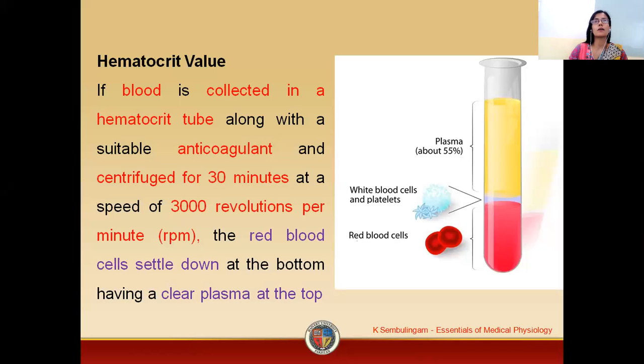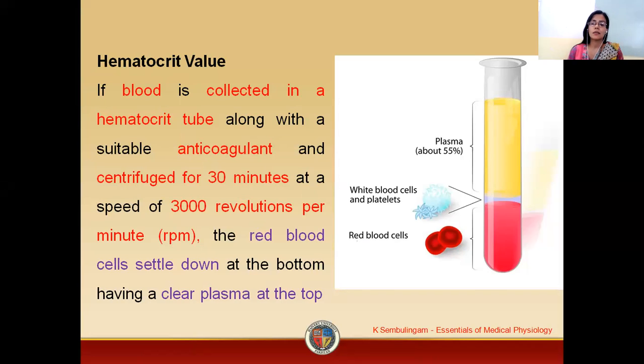Now students, we are going to discuss what the hematocrit value is. If blood is collected in a tube, that is a hematocrit tube, along with an anticoagulant which is already present in your lab, you can calculate the packed cell volume, and this packed cell volume actually represents the hematocrit value. Now we will discuss in detail what packed cell volume is and what hematocrit value is.